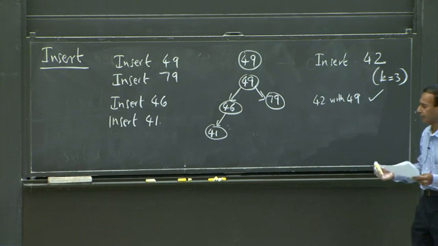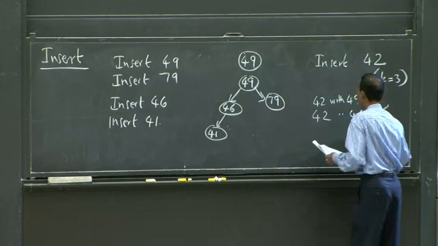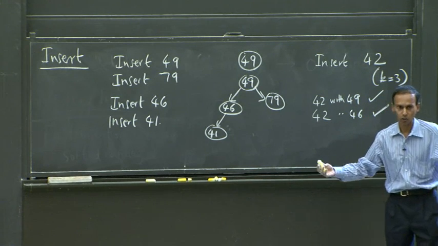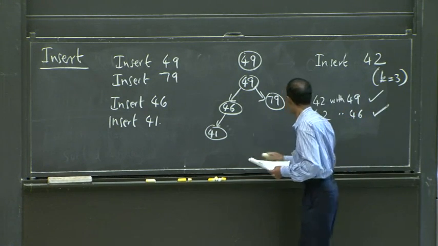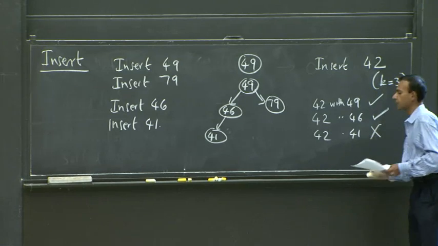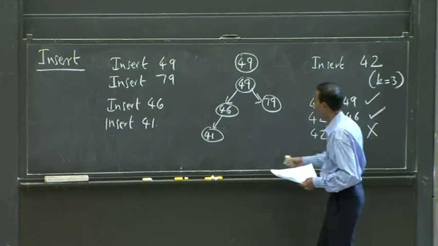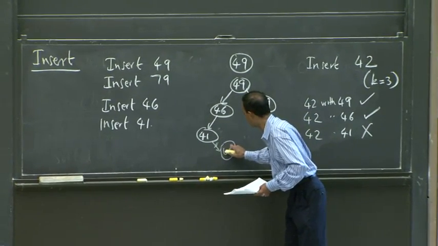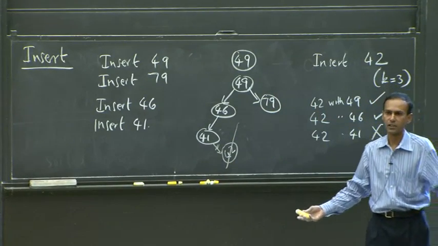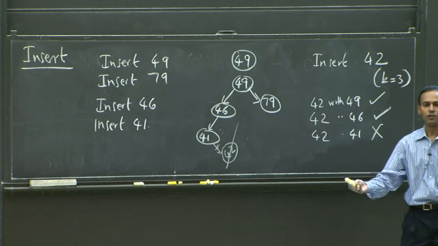And 42 is less than 49, so you go left. Then you compare 42 with 46, and again, it's less than 46, but it's more than 3 away from 46, so that's cool, and you go left. Then you get to 41, and you compare 42 with 41. In this case, it's greater, but it's not k more than it. That means that if you didn't have the check, you would be putting 42 in here. But because you have the check, you fail, and you say, look, this violates the safety property, violates the check I need to do, and therefore I'm not going to reserve a request for you.